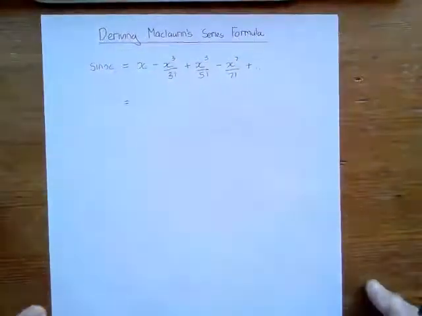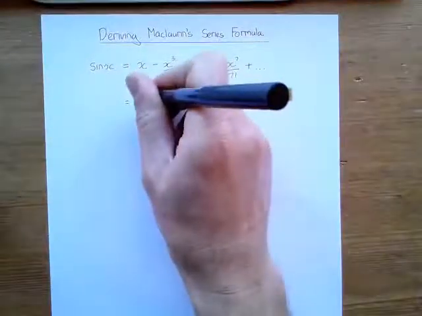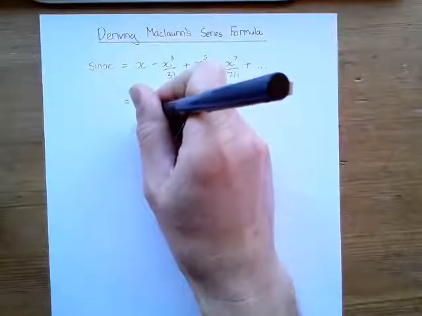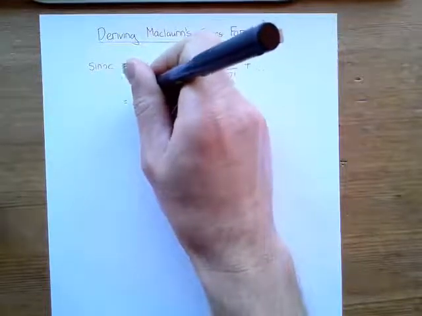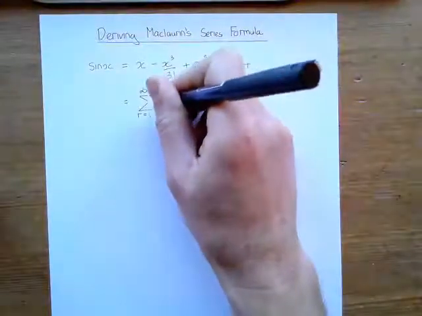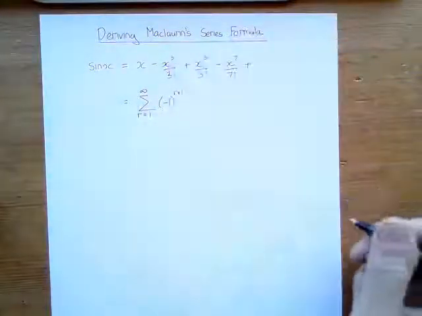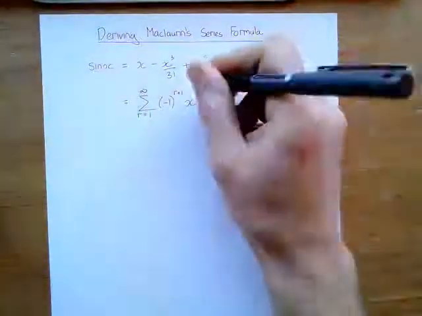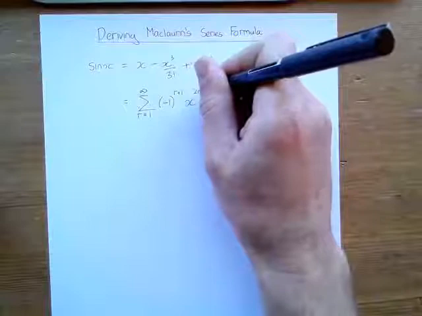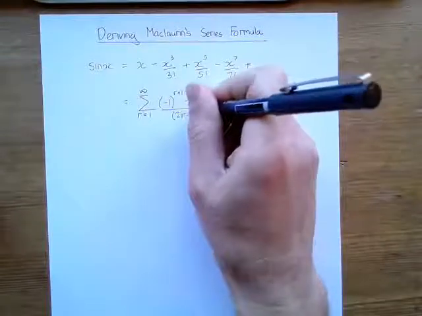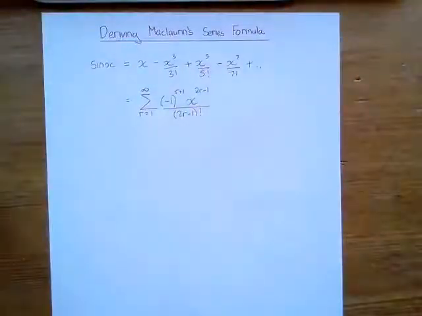An alternative way of writing that is to say that it is the sum from r equals 1 to infinity of minus 1 to the power of r plus 1, x to the power of 2r minus 1, all divided by 2r minus 1 factorial. I think that's right. I'm sure you'll tell me if it's not, but I think that's correct.